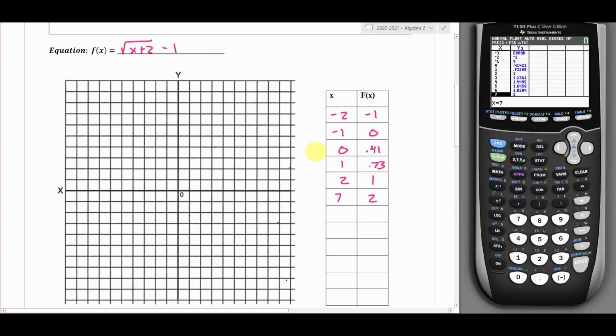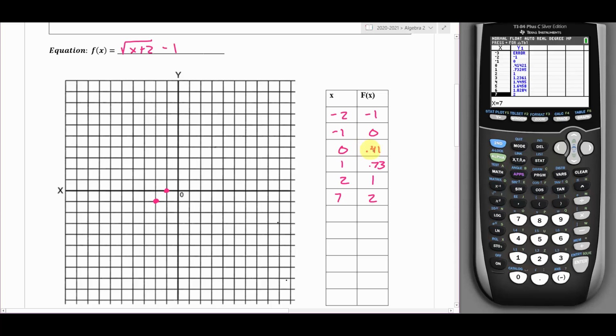Okay, so I'm going to start with this first point, -2, -1. So here I am at my origin. I'm going to go left 2, down 1. And I'm going to plot a point. And then I'm going to go to this one, -1, 0. So left 1, and I'm not going to go up or down at all because the y-coordinate is 0.